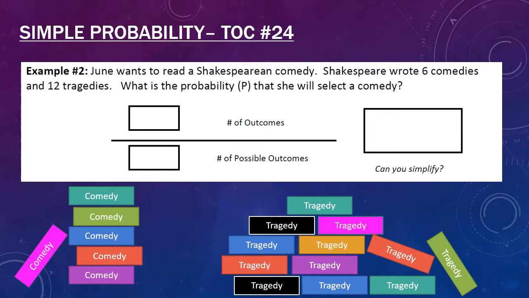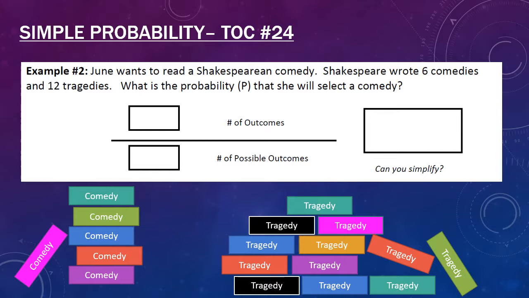Here's another example, and this one's very different. For this one, you're not talking about rolling a number cube or selecting a card. You're talking about books and some different options with books. So June wants to read a Shakespearean comedy, meaning it was written by Shakespeare. Shakespeare wrote 6 comedies and 12 tragedies. What is the probability that she will select a comedy?